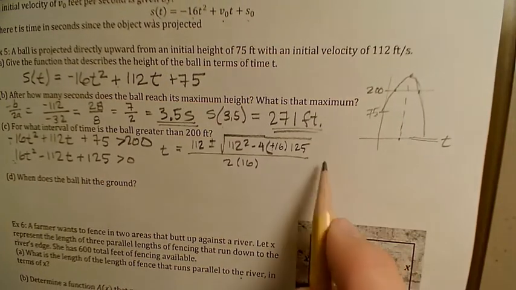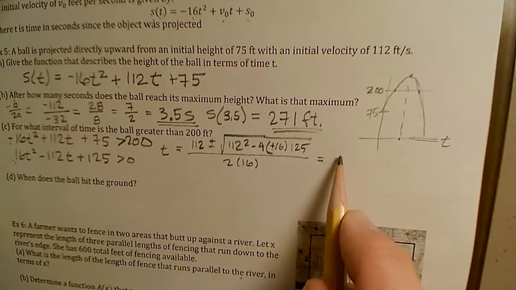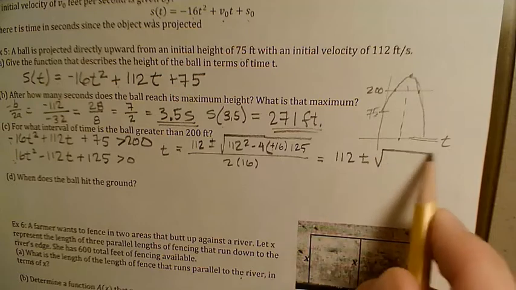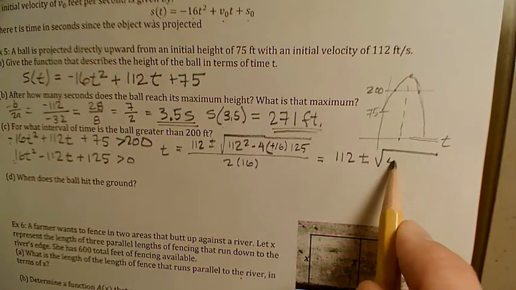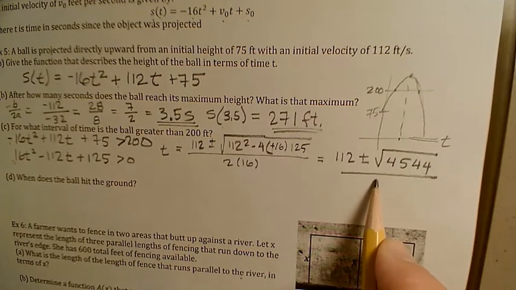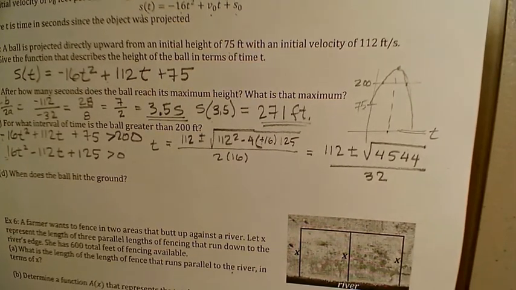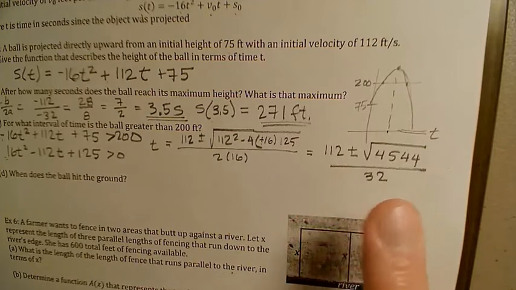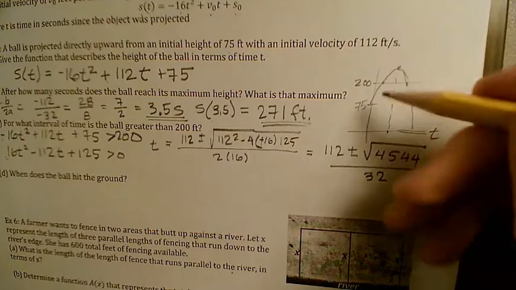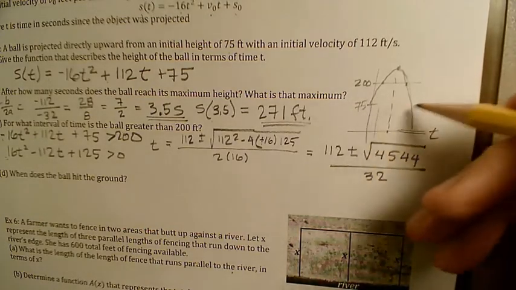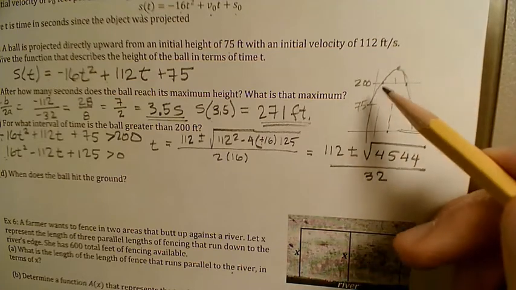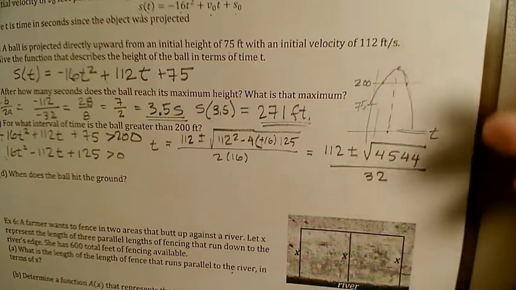Okay? And if we simplify that a little bit, we get 112 plus or minus the square root. I get 4,544 over 32. So this is not going to get us an exact answer, but if we found both of those boundaries, that would give us the two values. We know between those two values, you don't really have to check here because we can see the physics behind this, that between those two values it's going to be above.